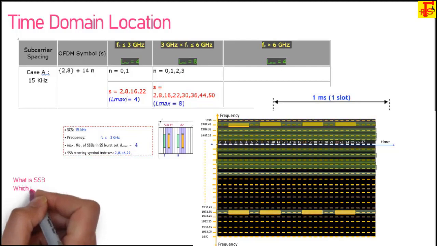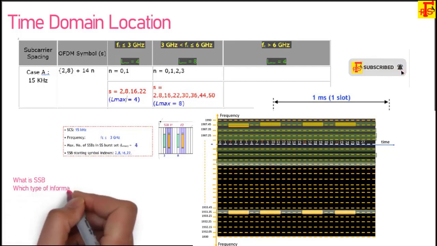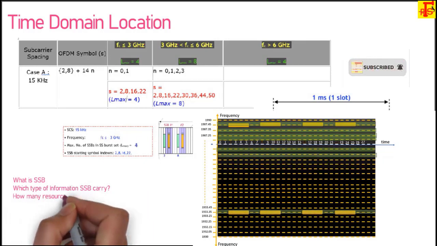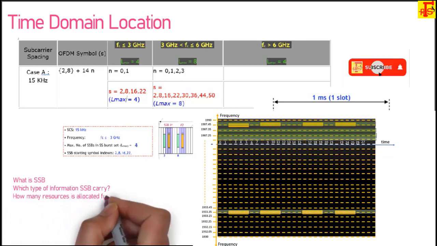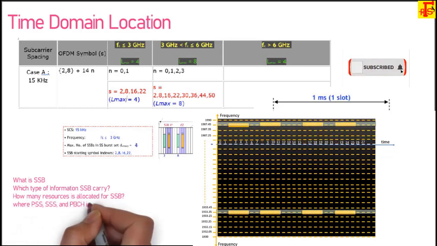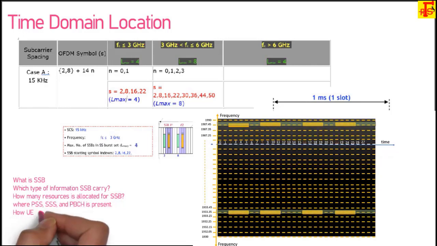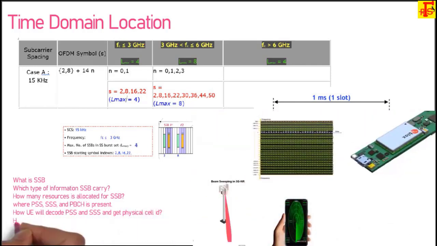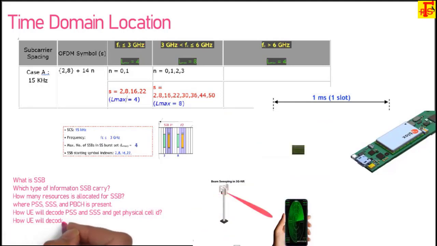In the next video we will see what the SSB is, which type of information SSB carries, how many resources are allocated for SSB, where PSS, SSS and PBCH are present, how you will decode PSS and SSS and get the physical cell ID, and how you will decode MIB and SIB. So a lot of questions are there, and we will see all these questions in the next video.